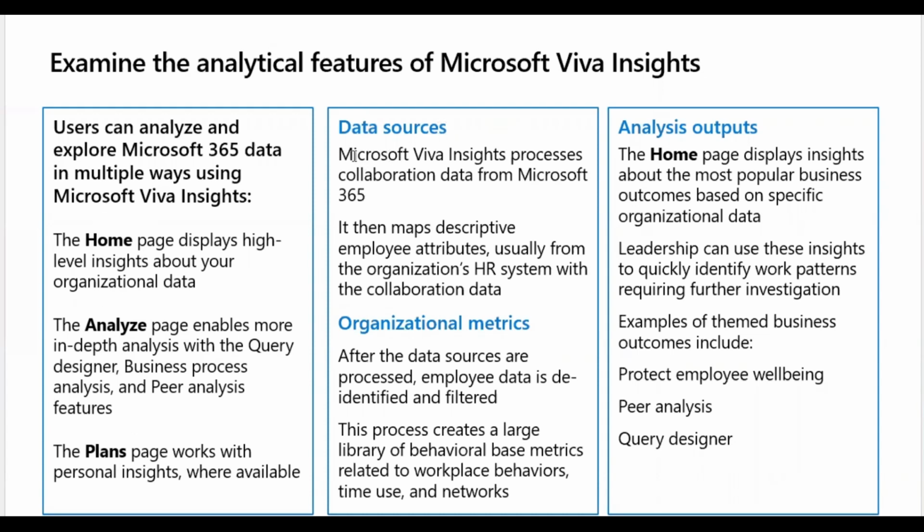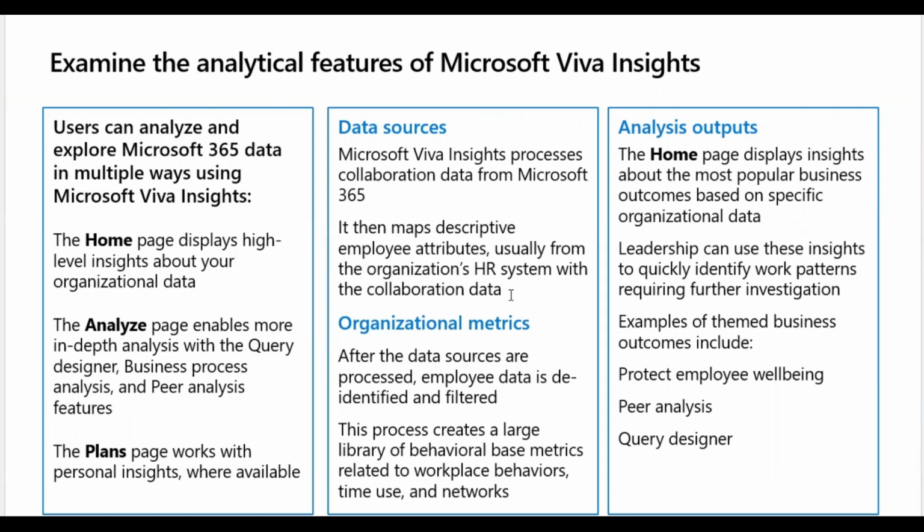Now, data sources. Microsoft Viva Insights processes collaboration data from Microsoft 365. It then maps descriptive employee attributes, usually from the organization's HR system, with the collaboration data. So for organizational metrics, after the data sources are processed, employee data is identified and filtered. This process creates a large library of behavior-based metrics related to workplace behaviors, time use, and networks.